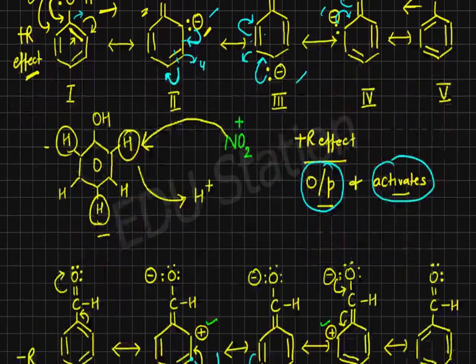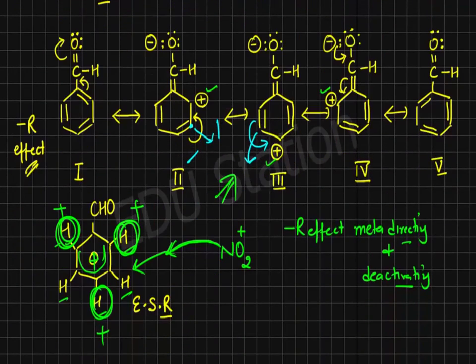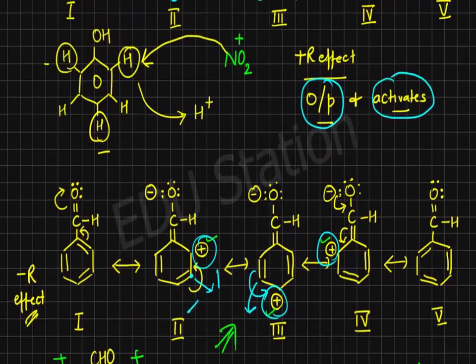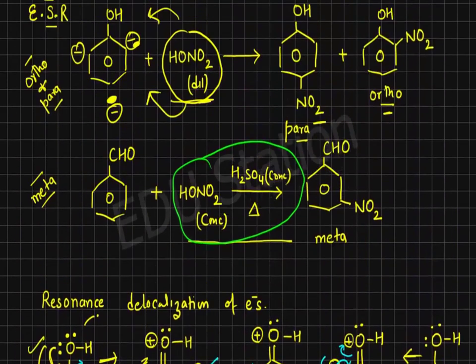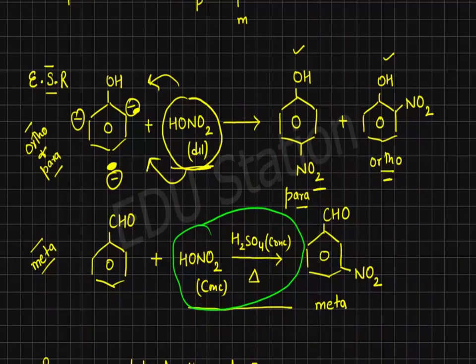It activates the ring. Benzaldehyde, on the other hand, withdraws electrons from the ring. The ring has positive charge, the electrophile has no incentive, so they are deactivating, but if you force them to attack, they will attack at the meta position. Now, if you get these two reactions, do you understand the concept why this is occurring at ortho and para and easily?